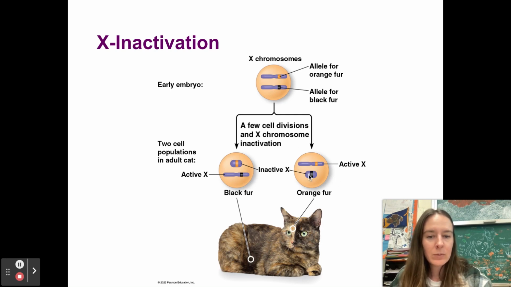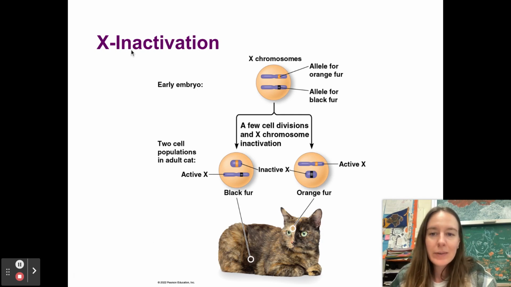In the same way, this cell has divided through mitosis, but it's inactivated its allele for the black fur. And so it only has the active orange allele, and you'll have parts of the fur that are orange. So this is how you can get this speckled appearance because of X inactivation, if you're turning off one of the sex chromosomes in females.